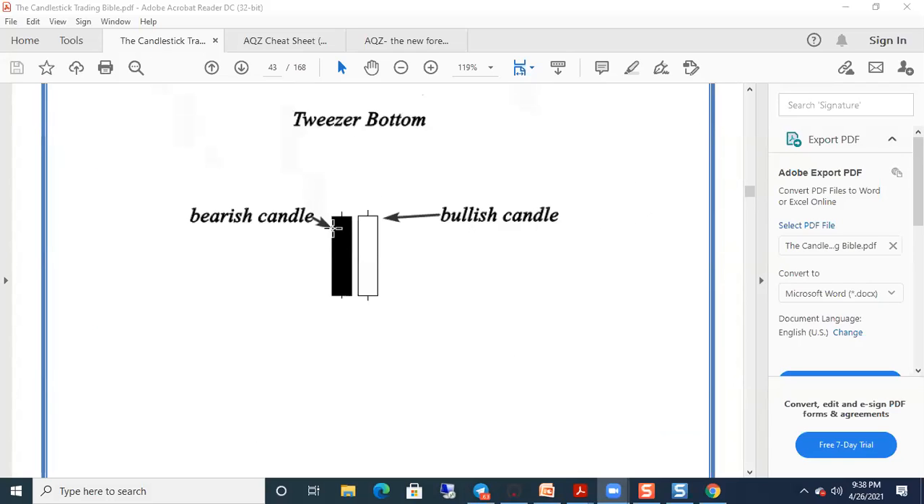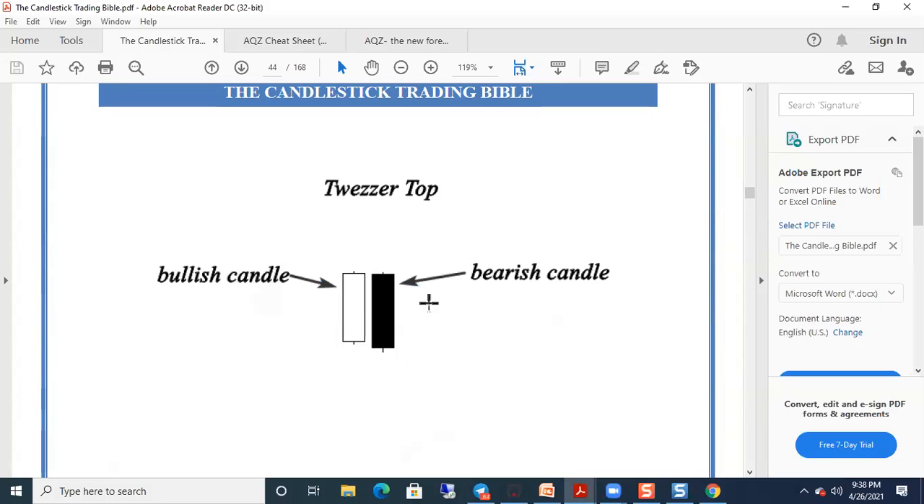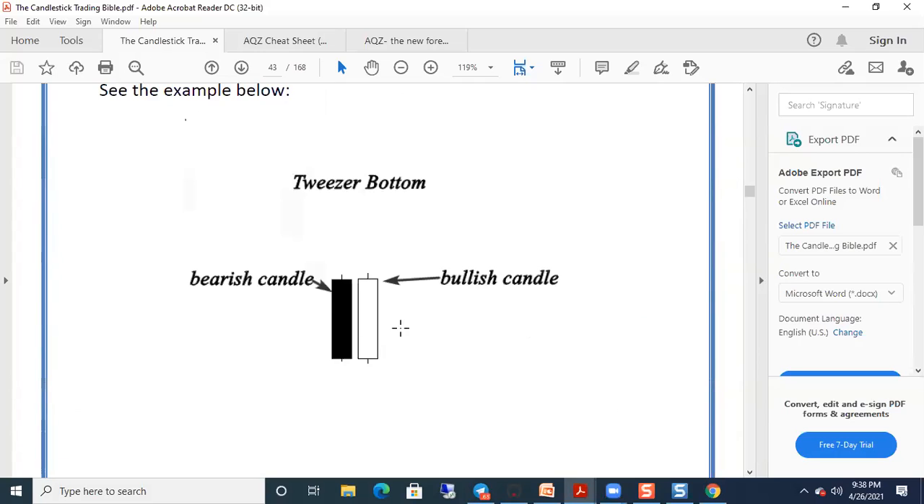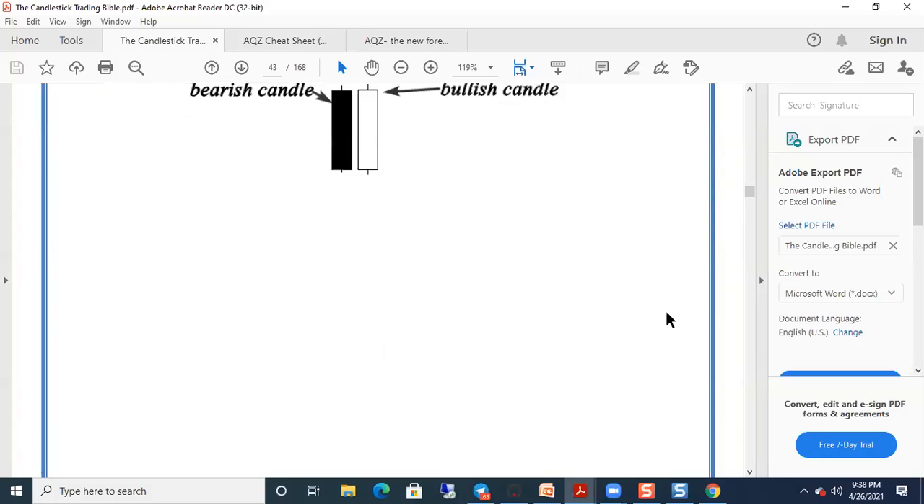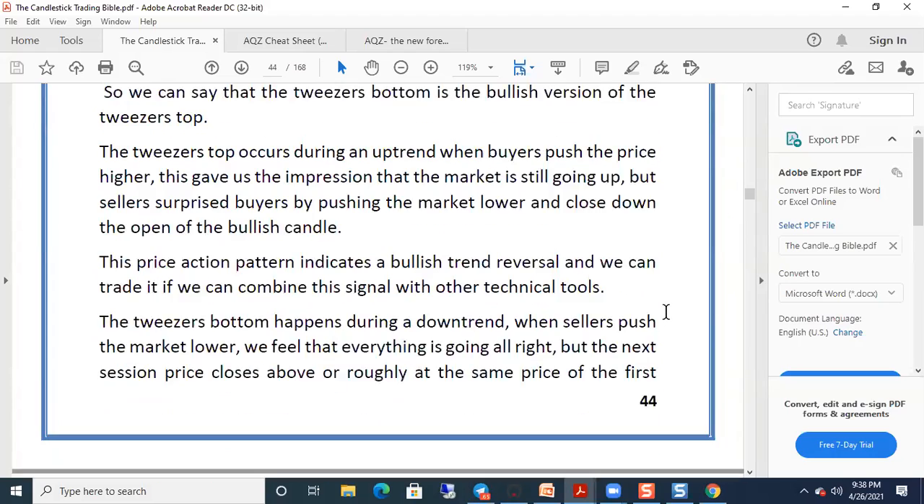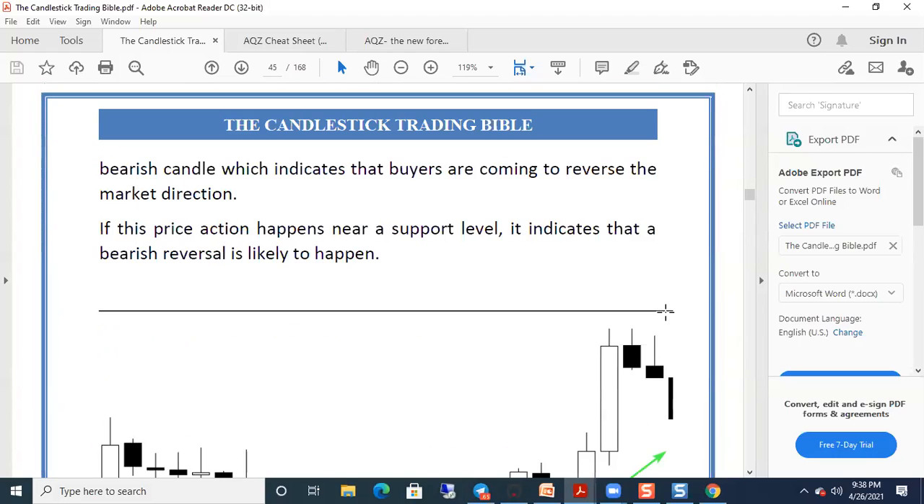So we have a tweezer bottom, meaning that the last candle started from beneath and pushed up, right? A top, the last candle started from the top and pushed down. Basically, that's just it. So these are the top and these are the bottom. Again, it's an indecision candle. So let's wrap up this candlestick story.